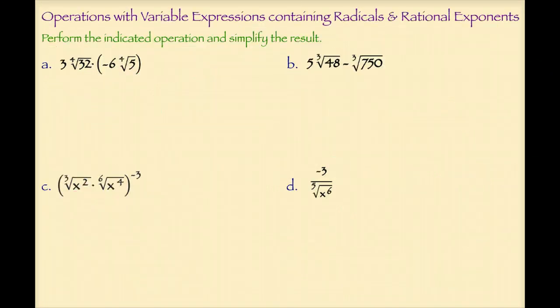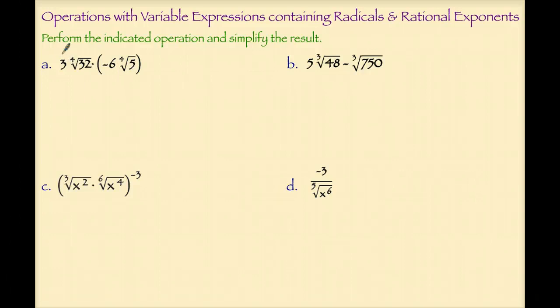Now let's do a few examples where we're utilizing operations with variable expressions containing radicals and rational exponents. For letter A, we're asked to multiply two radical expressions together. Well, a couple of things to remember. If you're going to multiply radical expressions together, the indices need to match, and they do here. Another thing to remember is the outside numbers can be multiplied together, the inside numbers can be multiplied together, but outside and inside don't mix. You would never be multiplying this 3 times this 5 or this 32 times this -6.